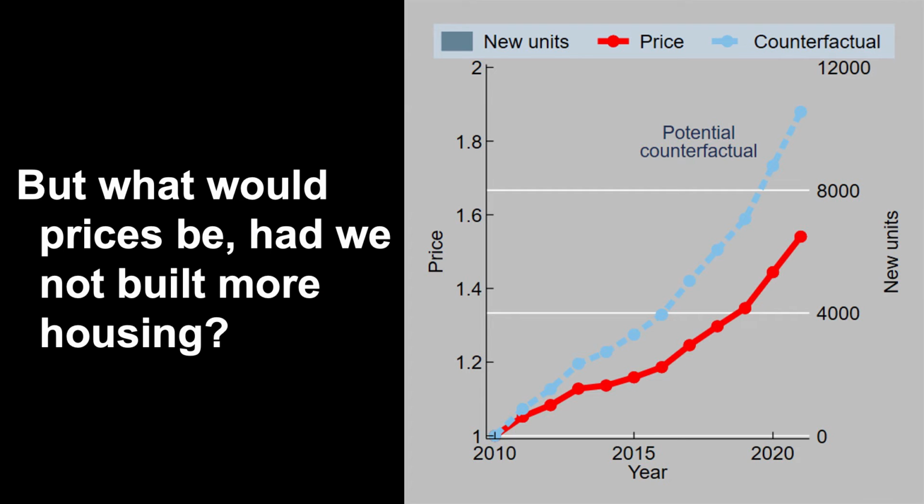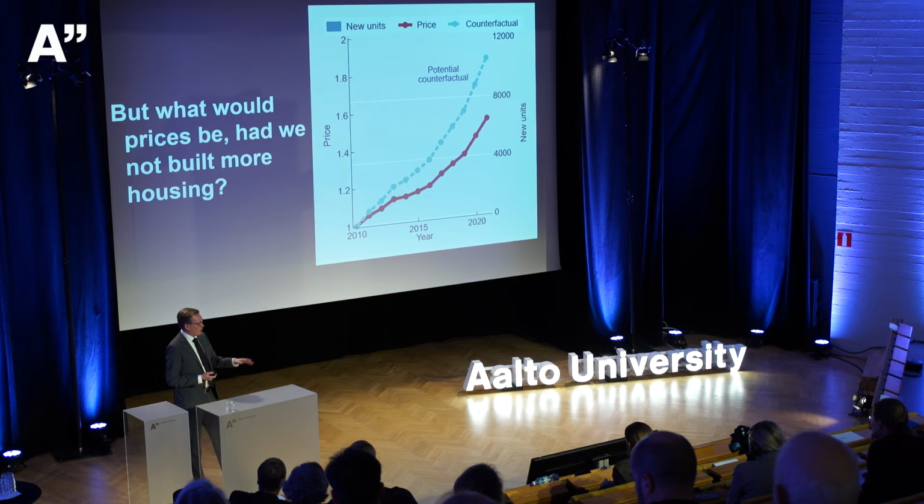But that would be the wrong conclusion from the data, because the question we should be asking is, what would prices be had we not built this new housing that we actually did in the past 10 years? That is the counterfactual that we should be thinking about. And of course, the problem is that we don't get to observe that counterfactual where we didn't build those new houses. It could be that in that counterfactual, where we didn't build anything, prices might be even higher than they are today.